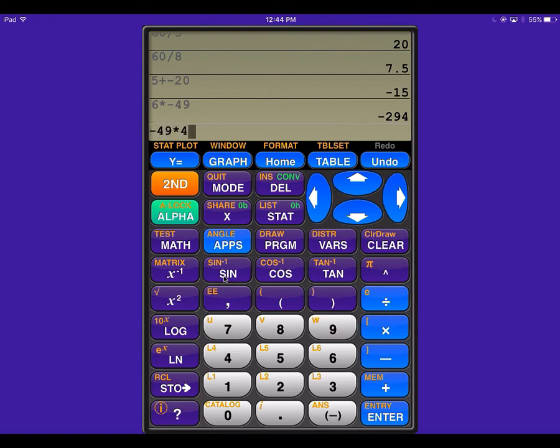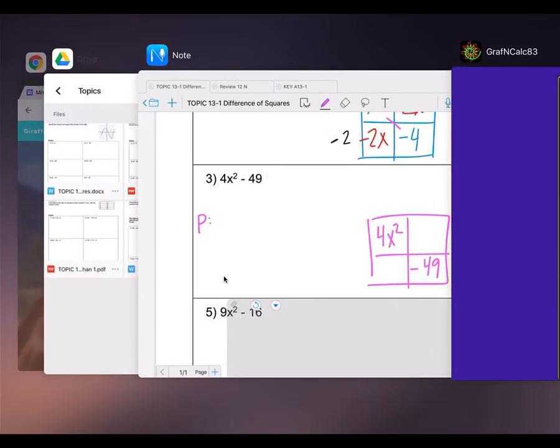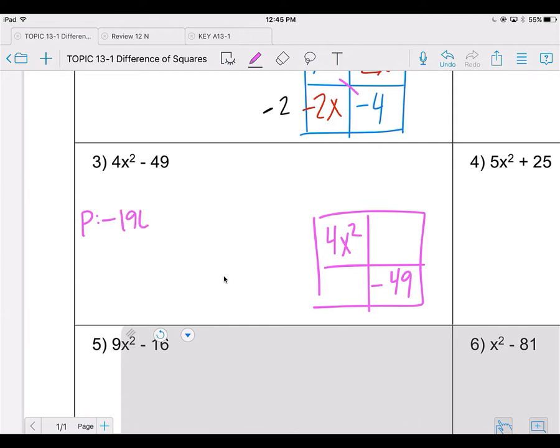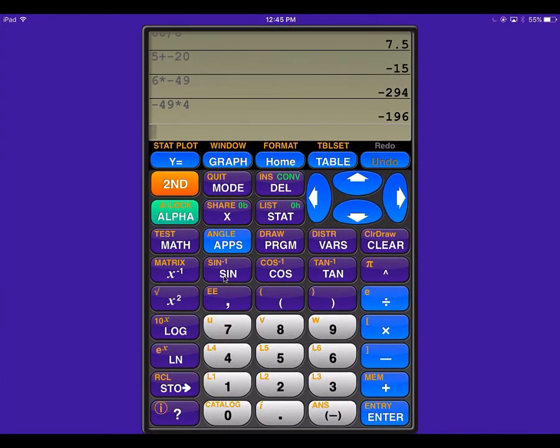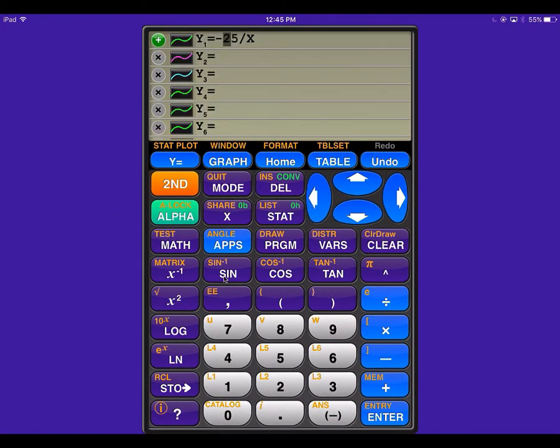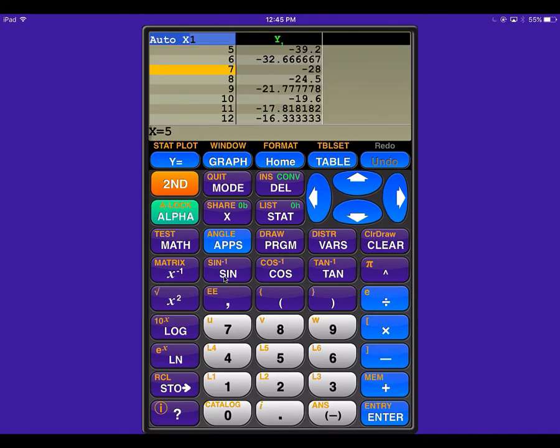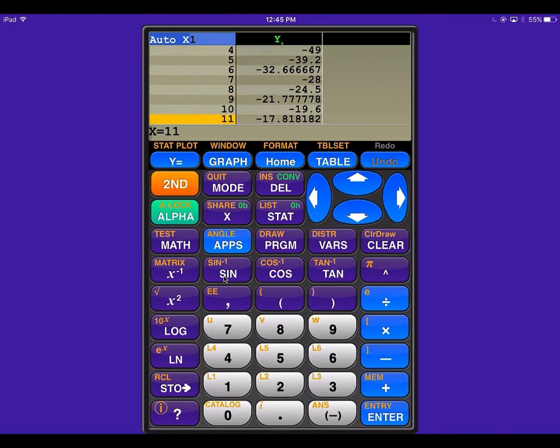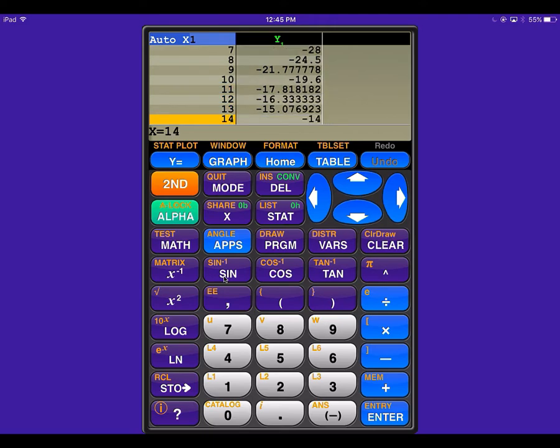But -49 times 4 gives me a -196x squared for my product. My sum, again, is 0x because there is no x listed. So in my calculator, I put negative 196 divided by x into y equals. Look at the table. I'm looking for two numbers that will cancel each other out. So basically a positive and negative.